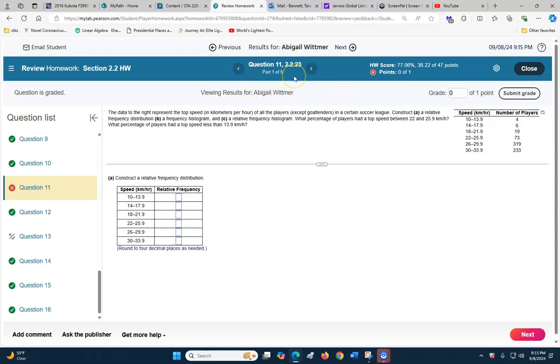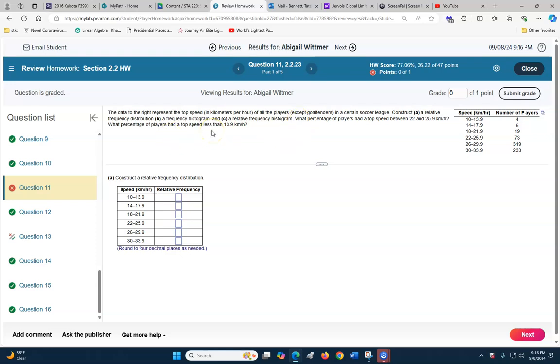I believe this is the question you're referring to. So if you use this, it'll send me a picture of this problem a little bit clearer, and I can see what answers maybe you've put in. So let's see. The data to the right represents the top speed in kilometers per hour of all players except goaltenders in a certain soccer game. Construct a relative frequency distribution, etc.